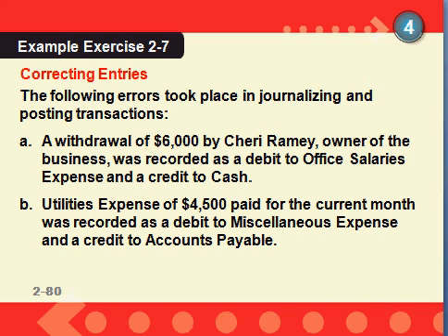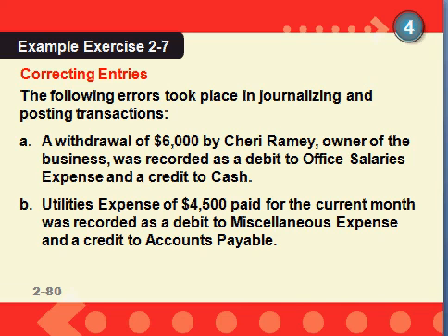This one, we made the following errors. A withdrawal of $6,000 for Cherry Rainey was recorded as a debit to office salaries expense and a credit to cash. And then we also had a utilities expense, $4,500 paid for the current month with cash, but it was recorded as a credit to our accounts payable.